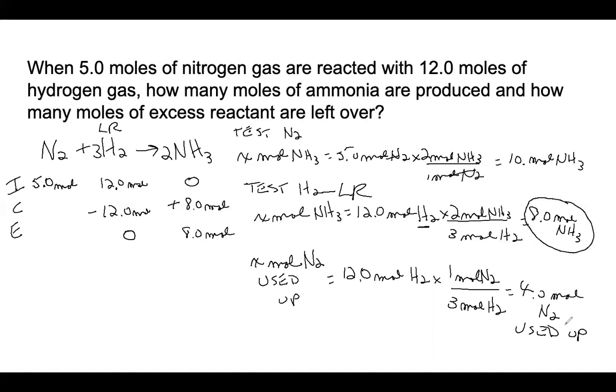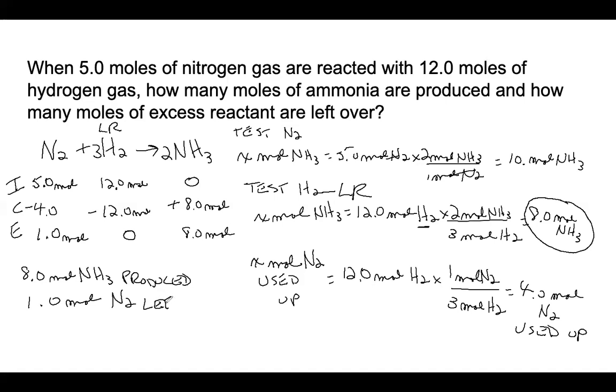So it's very important. This is not what we have left over. This is what reacted. This goes here. So we used up 4.0 moles. So at the end, we have 1.0 moles of N2. So our answer, 8.0 moles of NH3 produced, and 1.0 moles of N2 left over.